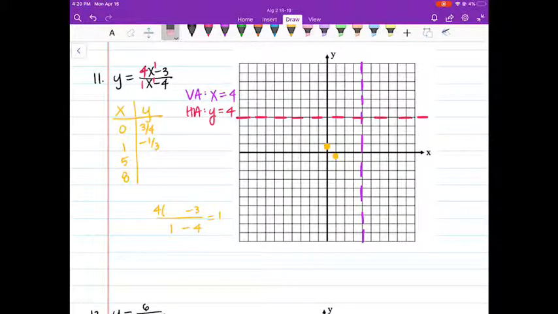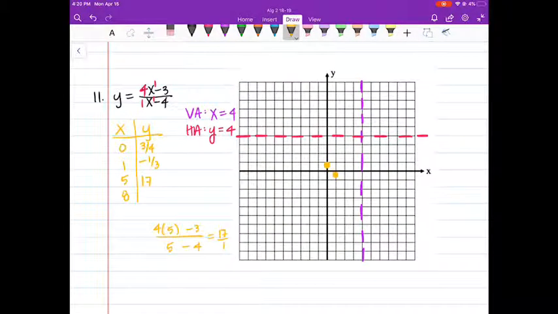Plugging in positive 5, we've got 4 times 5 minus 3, which would be 20 minus 3, 17 over 1. Whoa, didn't plan for that. So it's going to be way up there, like there. Call it a day. And then plugging in 8, we have 4 times 8 would be 32 minus 3 gets me 29 over 8 minus 4. 29 divided by 4, that's going to be 7 1/4. So I go right 8, up 7 and a little bit extra.